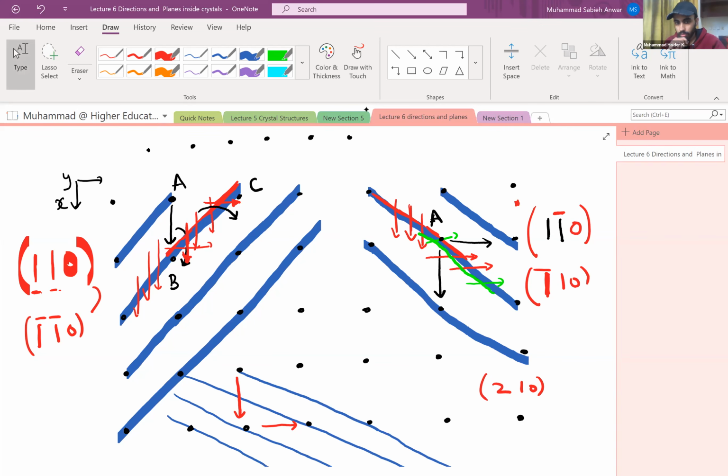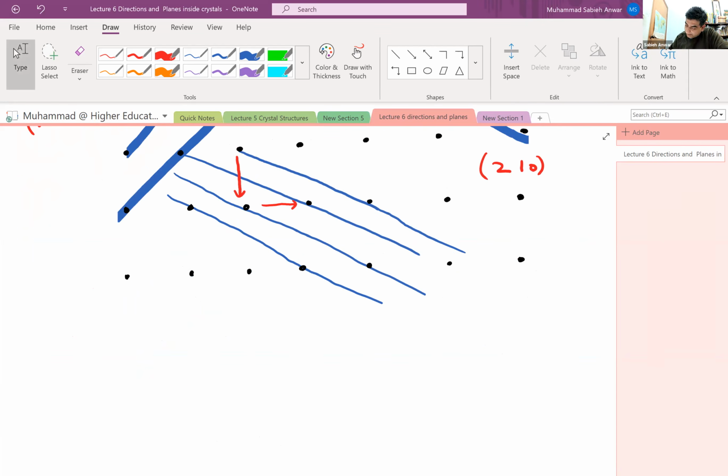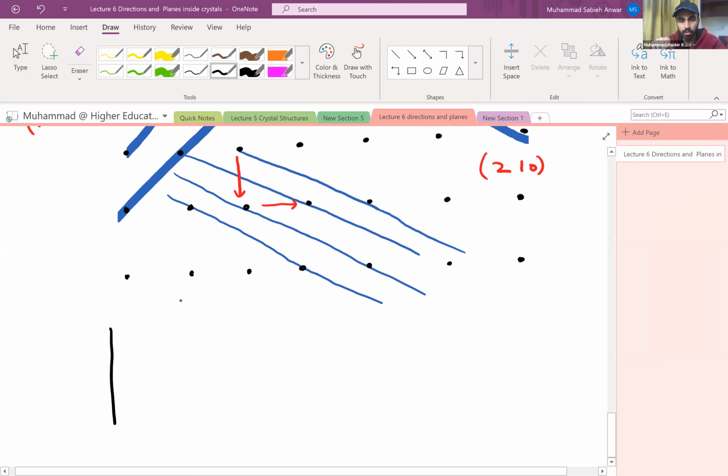Okay, so let me try to describe this in 3 dimensions. Let me draw a 3 dimensional cubic lattice.